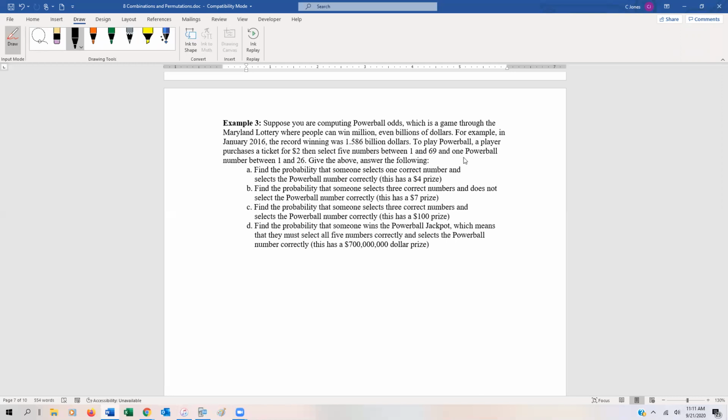And there's also one Powerball number that's between 1 and 26. So essentially there are 2 different games going on. There's the 5 numbers that you pick, and then simultaneously there's the Powerball number. And there are different prizes, which we'll discuss at the end. But essentially, let's try to figure out the probability that people win the different levels. So the first one is: we want to find the probability that somebody selects one correct number and selects the Powerball number correctly as well.